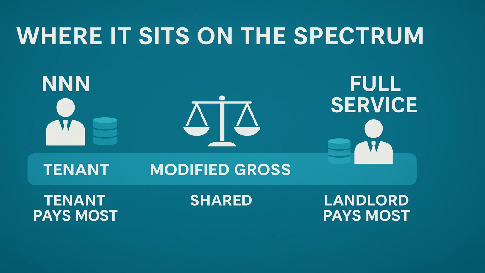Think of a spectrum. Triple net: tenant pays most OPEX. Modified gross is in the middle, which is a split. And full service: landlord bundles most of the operating expenses. Modified gross sits in the middle.